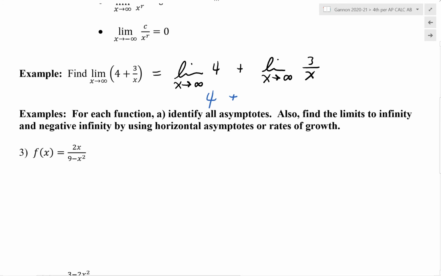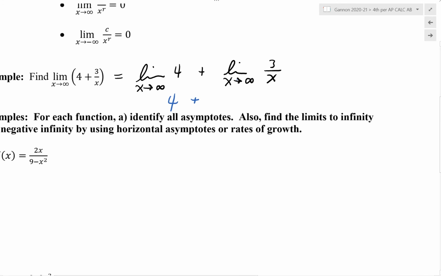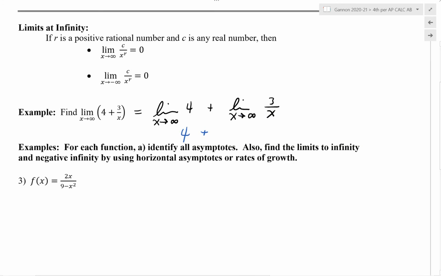Now here, the limit as x approaches infinity, well, if I take 3 and divide it by infinity, that's where we're going to apply this idea right here. 3 would be our constant. We have infinity on the bottom, so we get 0. So the limit as x approaches infinity of 4 plus 3 over x is simply going to be 4.